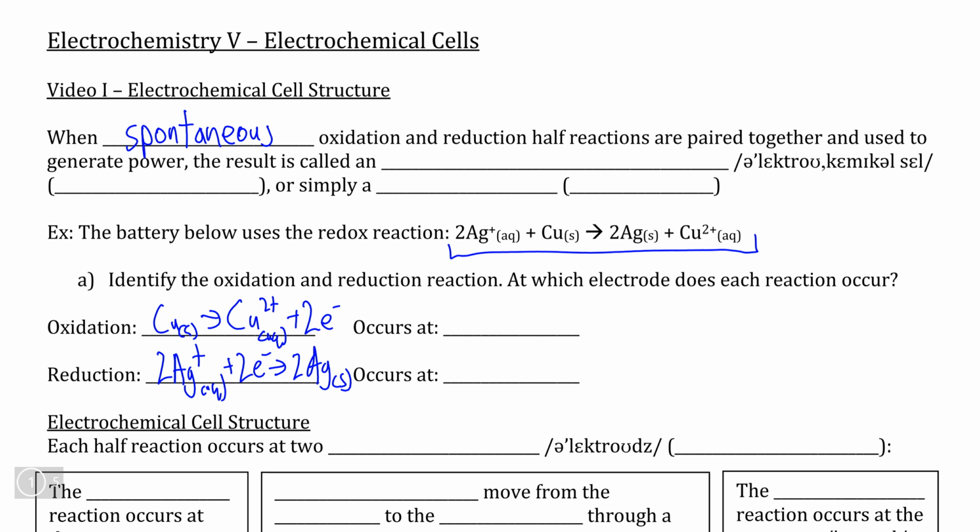Now, because the combined voltage of each of these half reactions is positive, these 2 reactions are therefore spontaneous and can therefore be used to generate electrical power. Now, when these reactions are organized in a specific structure that allows the flow of electrons from one reaction to the other to generate power, this device that we have made is what we call an electrochemical cell.